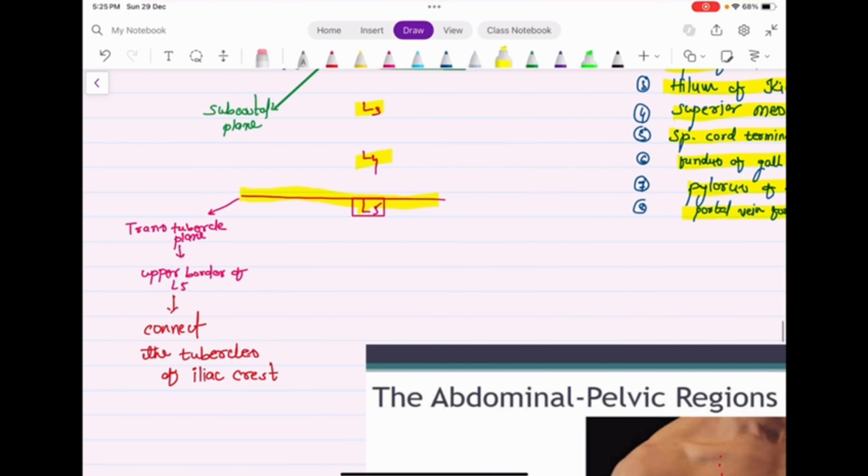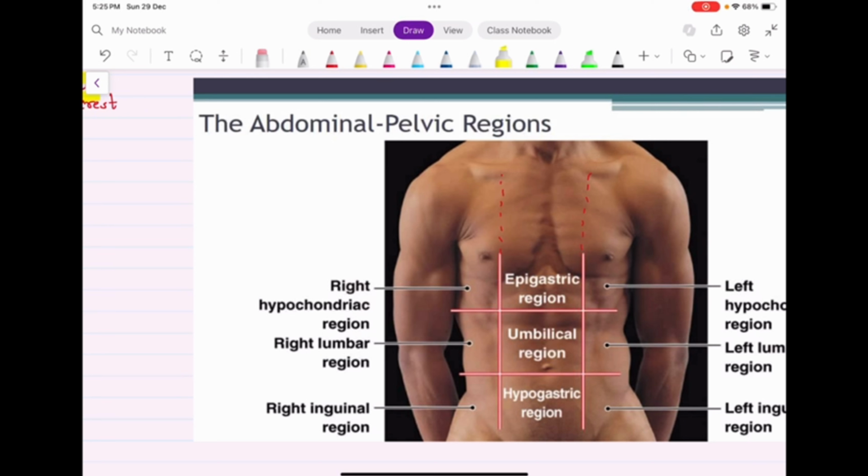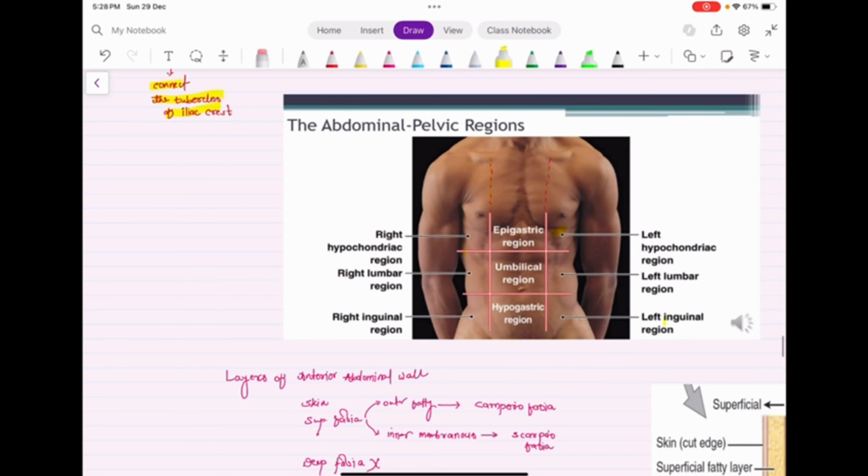Now, the transtubercular plane passes from the upper border of the L5 vertebra and connects the two tubercles of the iliac crest. Now, coming to the abdominal region, there are 9 regions. First, lines are drawn from the mid-clavicular line. Two lines are drawn. This is the transpyloric plane, and this is the transtubercular plane. There are 9 regions.